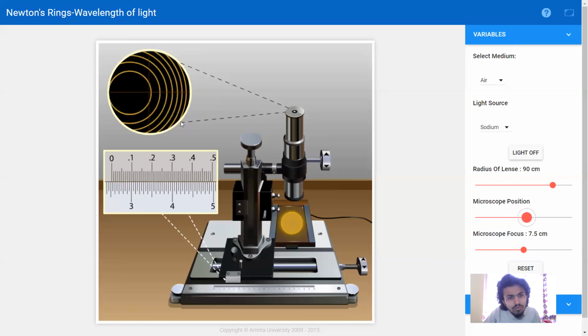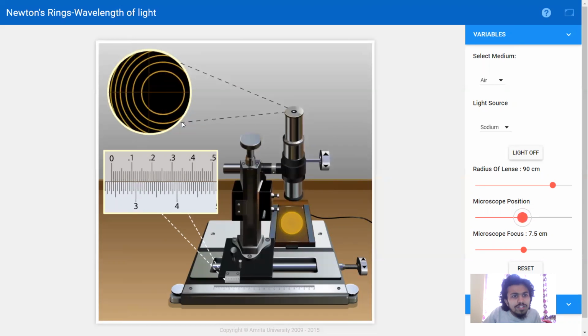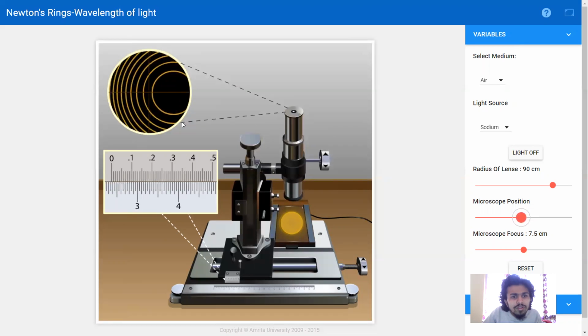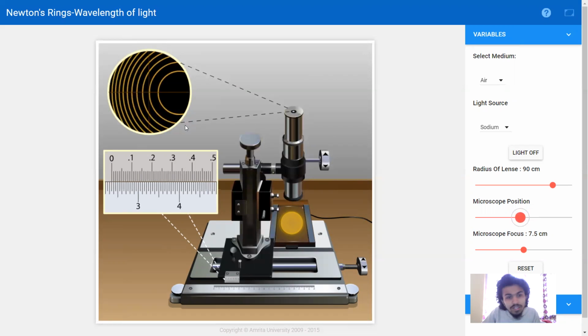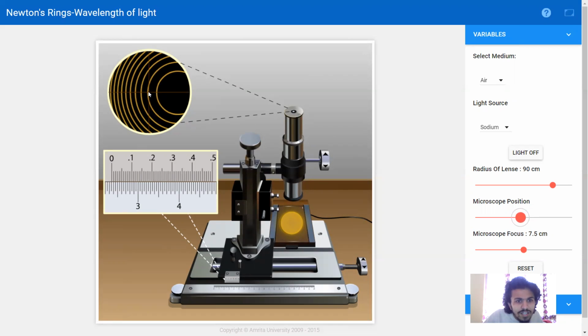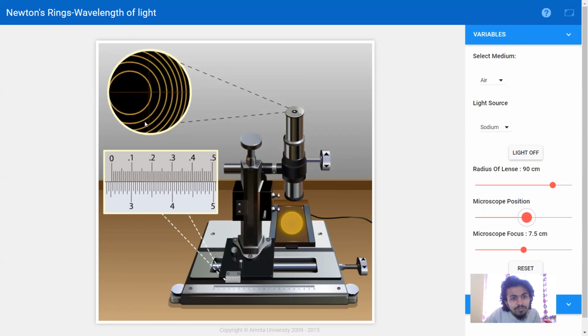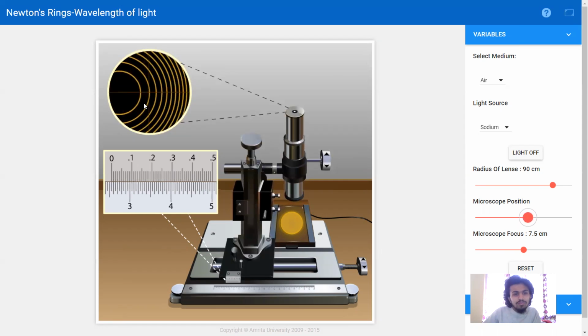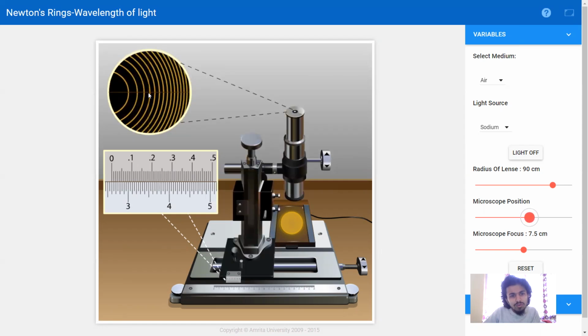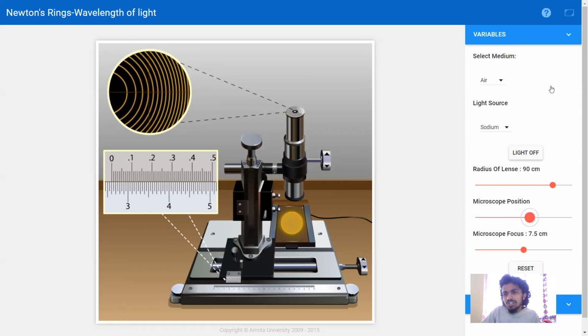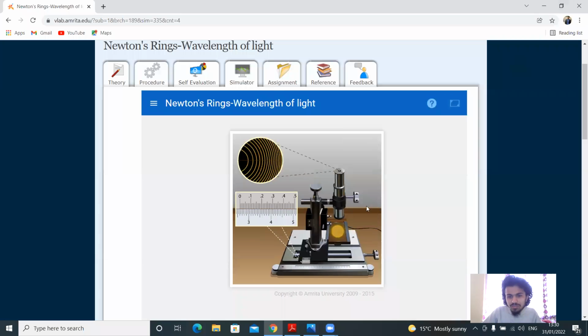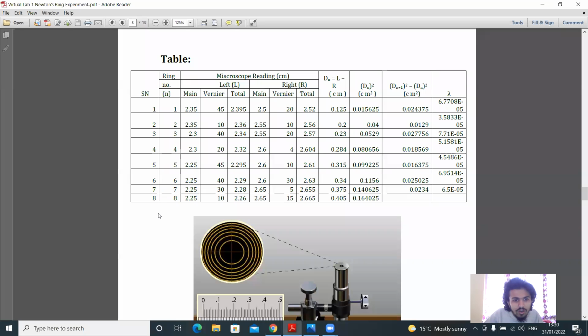Similarly for the second ring, we take the reading of the left side of the ring. Here is the second ring, the reading of the left side. Similarly we take the reading from the main scale and Vernier scale. Similarly for the right side, we take the reading of the second ring, and similarly for the third ring right side and fourth ring right side. We can proceed the same way to obtain the observations up to the 8th ring.